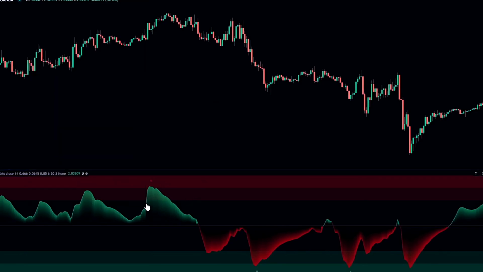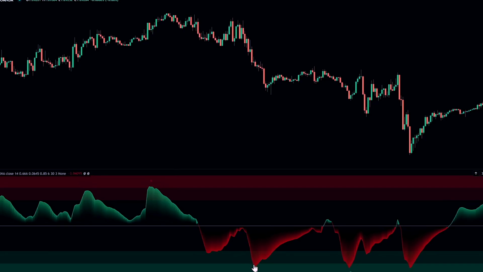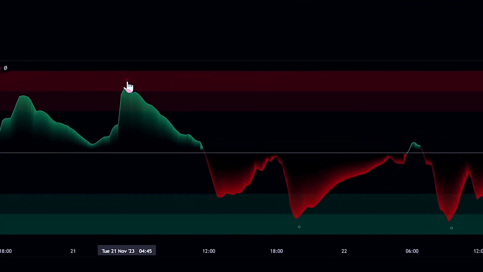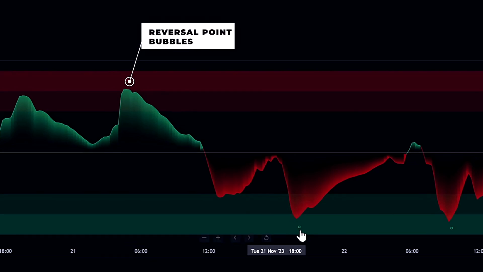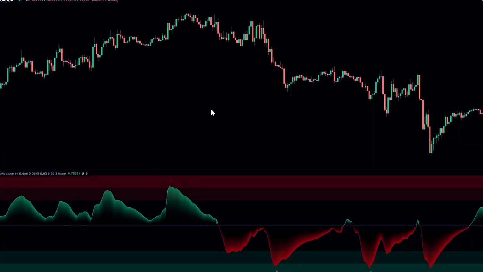When the Z-line moves up into the red zone, that suggests the market could be overbought. On the other hand, when it dips into the lower green zone, that's a sign the market might be oversold. You'll also notice little green and red dots inside those zones. These are called reversal bubbles. The green bubble at the bottom signals a potential bullish reversal, while the red bubble up top signals a possible bearish reversal. As the name suggests, these are meant to highlight points where the trend might flip after the market enters an extreme area.